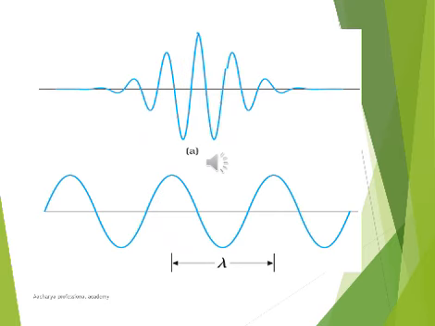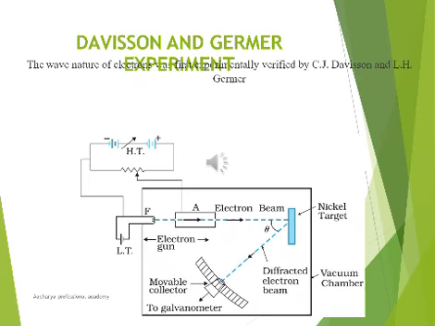Before moving to this experiment, you must know about diffraction. What is diffraction? Diffraction is the bending or spreading of waves when they pass through a small opening or around the edges of an obstacle. When a wave encounters a narrow slit, a sharp edge, or an obstacle, it does not travel in a straight line. Instead, it spreads out into the region behind the obstacle. This spreading is called diffraction.